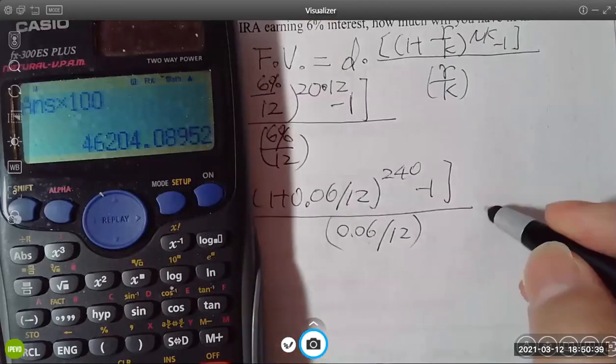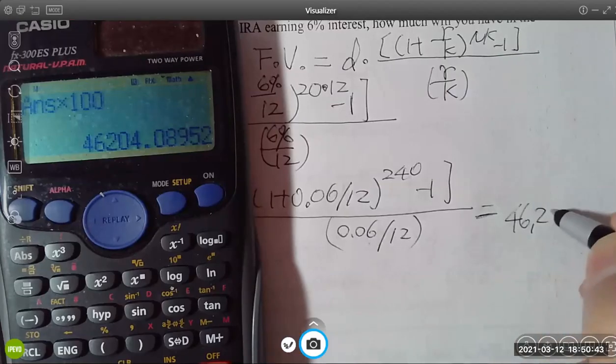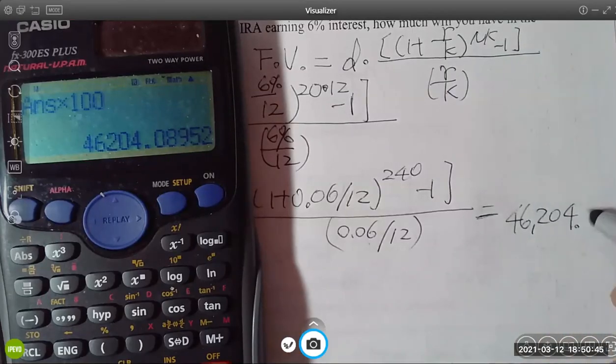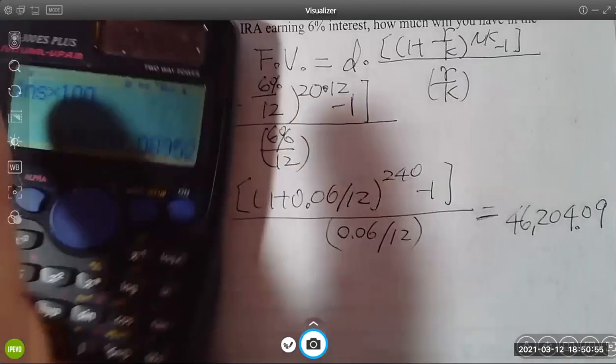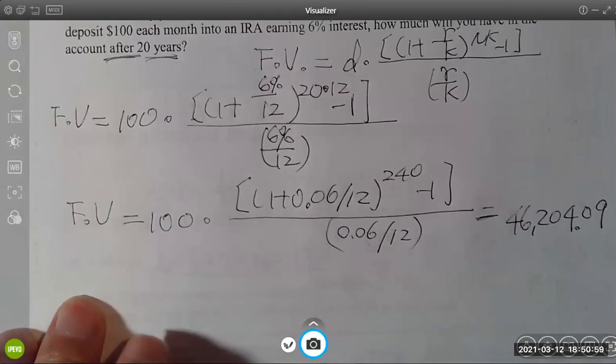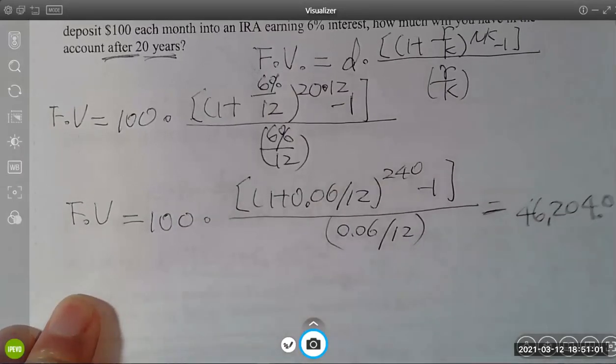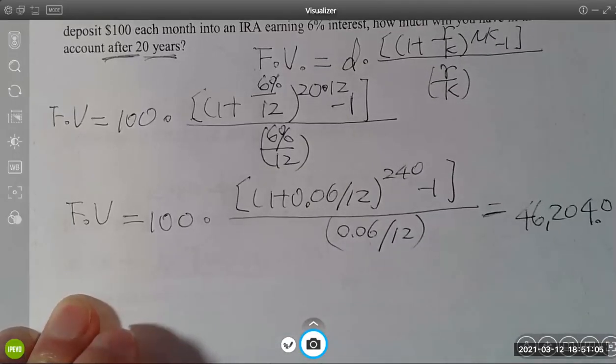That's an account value after 20 years: 46,204 and 9 cents. You see, I rounded to the second decimal digit for the cents by looking at the third decimal digit. So I rounded up, and this is the final answer. This way, your error is always smaller than 1 cent. So this is just a demonstration of how to use this formula. Again, the most important part is to identify what kind of problem you have so that you don't choose the wrong formula to begin with.